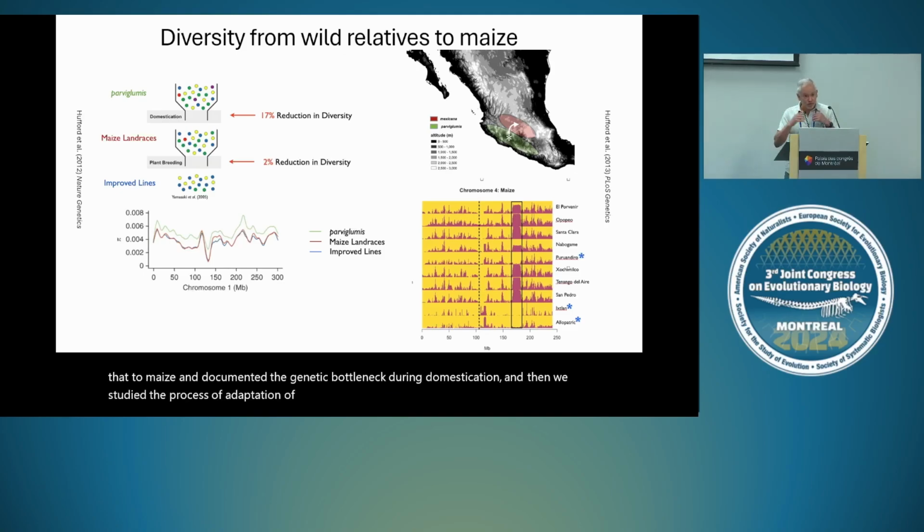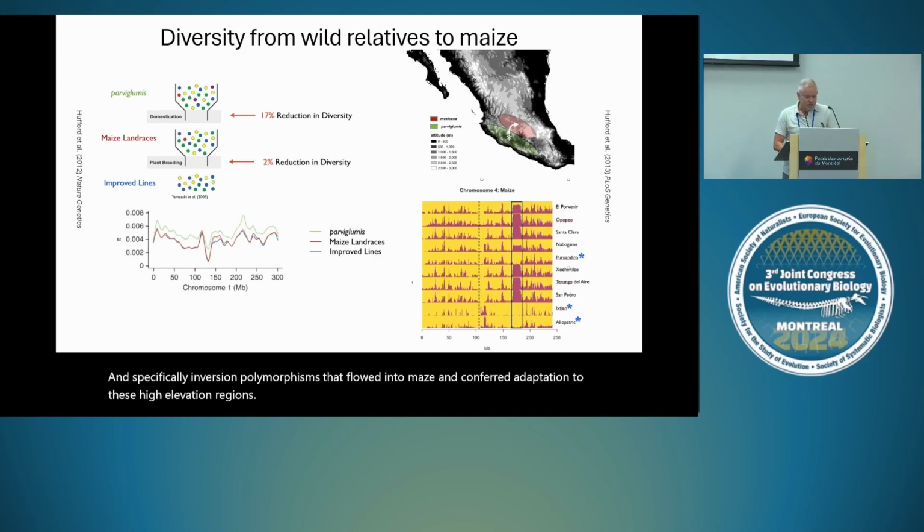So maize moved from a lowland center of origin, where it was domesticated from this Parviglumis teosinte, and then it moved up elevation to the central plateau of Mexico, and it encountered this high elevation teosinte, a different subspecies of teosinte, and received gene flow from that high elevation teosinte, and specifically inversion polymorphisms that flowed into maize and conferred adaptation to these high elevation regions.